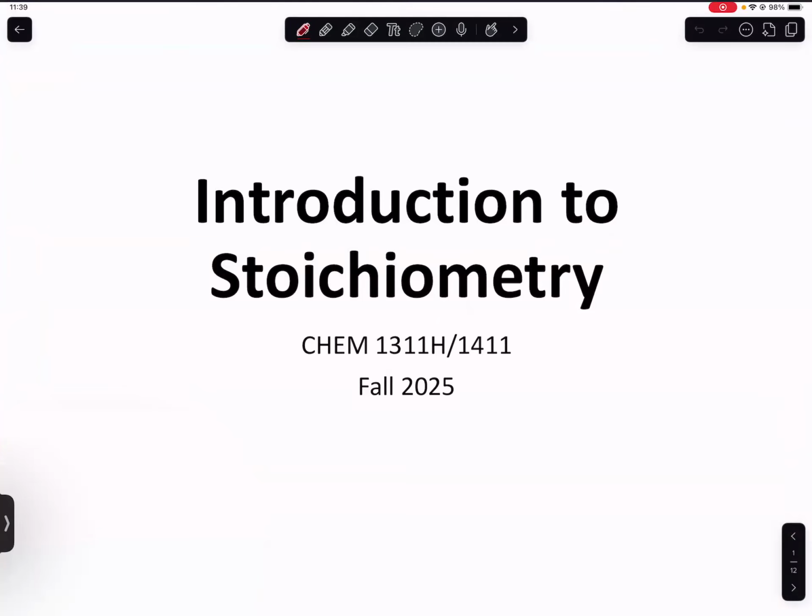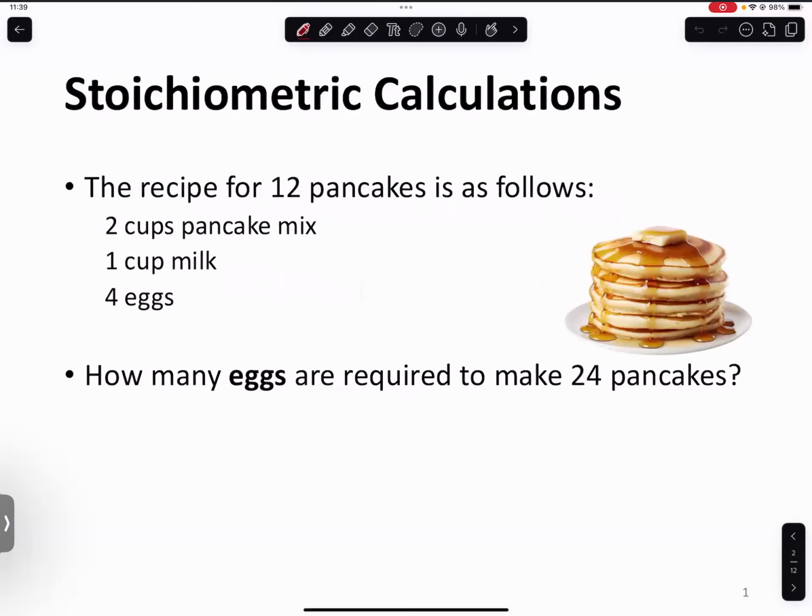In this video, we're going to learn about stoichiometry, and this is just a simple introduction to what stoichiometry is, how our balanced chemical equation will relate reactants and products in terms of moles and grams, and we'll also learn how to switch between products and reactants. And let's start with stoichiometric calculations.